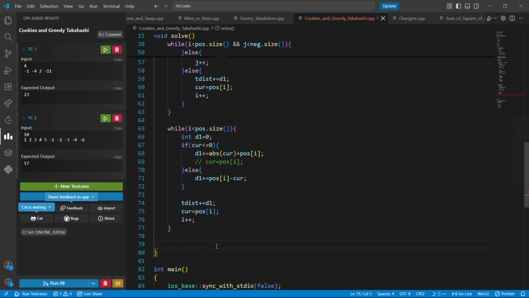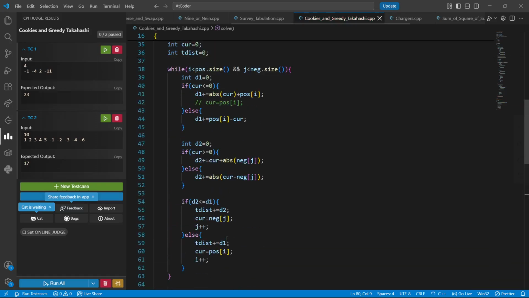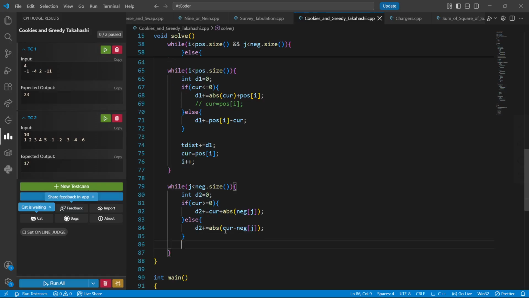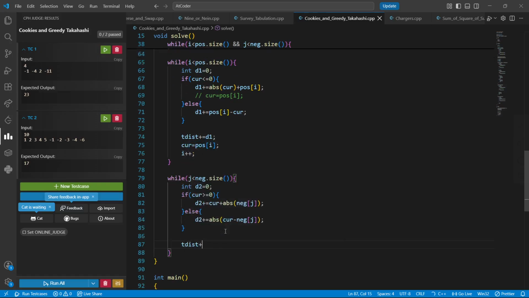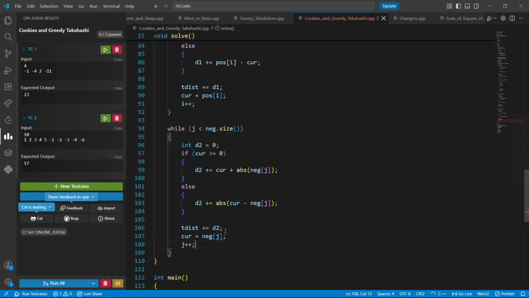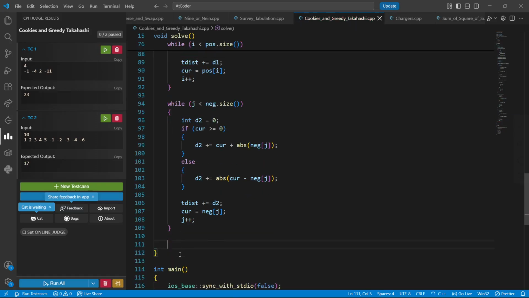A similar case applies to j, the negative side. If we have cookies only on the negative side, we do the same thing. Now in total distance we add d2, your current position will be negative of j, and j is going to increase. At the end you'll have to display the total distance. Let's try to run it.